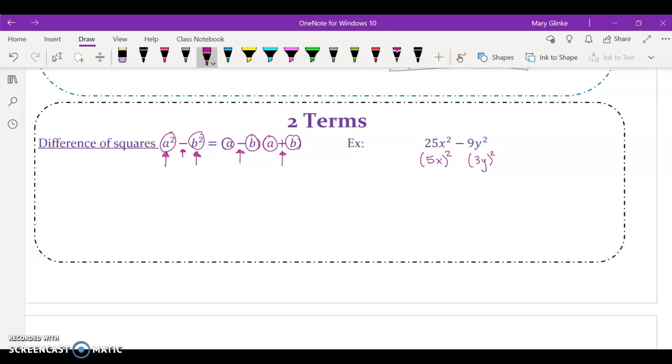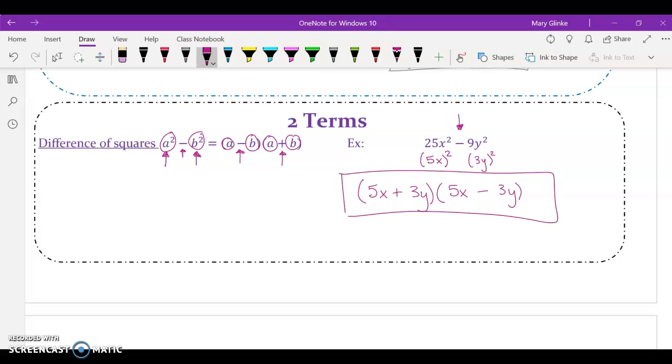So 5x is being squared and 3y is being squared, and they're separated with a minus sign, which means this is the difference of 2 squares. So you're going to plop down your parentheses. 5x is your first term, 3y is your last term, and one of these should have a plus, one of these should have a minus. This would be your factored form. And let's make a note here. If you have something that's perfect squares and it's a plus sign, that is going to be prime. That is not factorable. Okay?